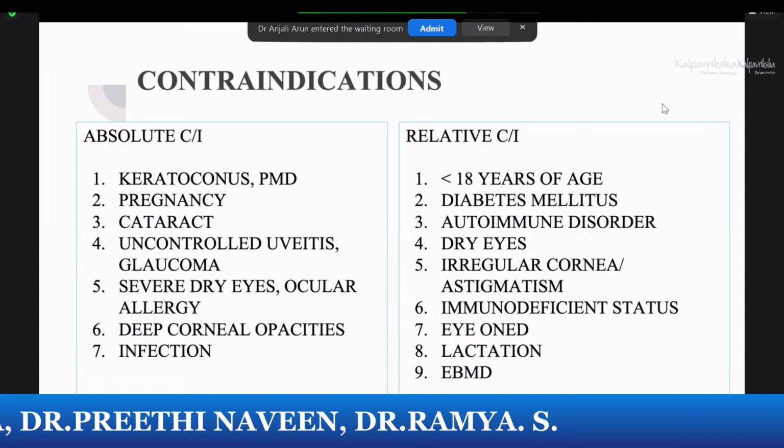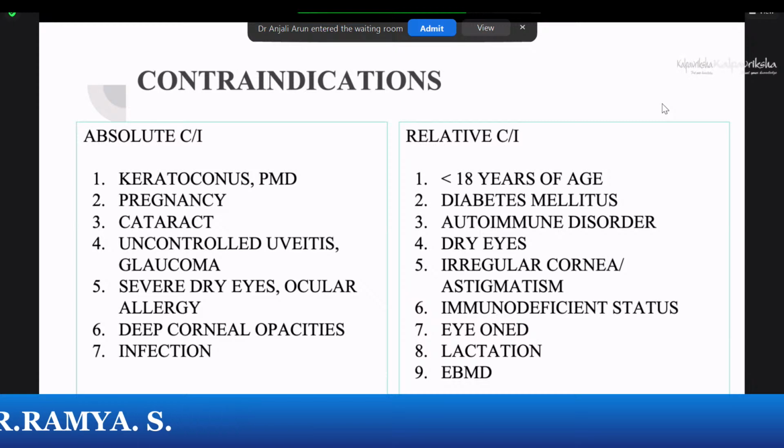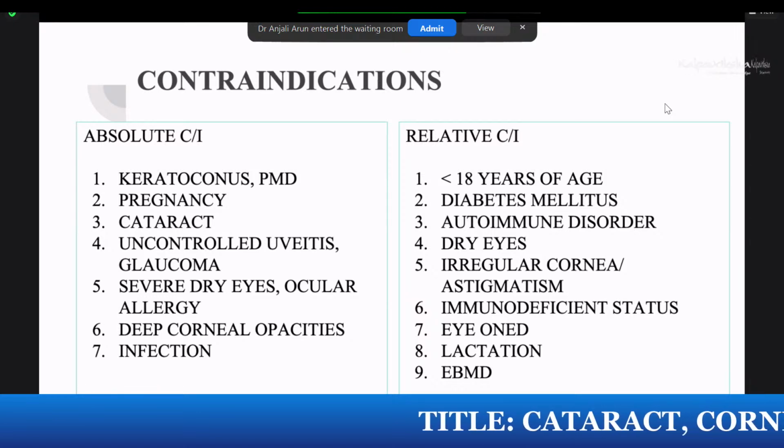Contraindications. Absolute contraindications are keratoconus, pellucid marginal degeneration, or any ectatic disorder, pregnancy, cataract, uncontrolled uveitis and glaucoma, severe dry eyes, ocular allergy, deep corneal opacities, and infections.